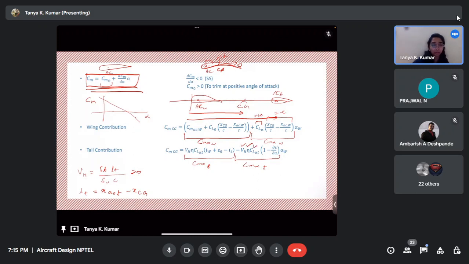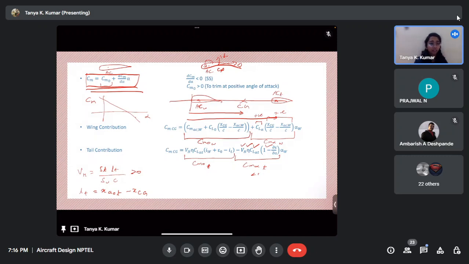What is this 1 minus dou epsilon by dou alpha? What is epsilon? Downwash, correct. So dou epsilon by dou alpha is generally a quantity that's less than 1. Not generally, it's always less than 1. So 1 minus that small quantity, again, will be positive. So this will also be positive. So this entire thing, Cm alpha tail, because of this negative sign, is negative. So the tail produces a stabilizing factor. It produces dCm upon d alpha negative, so this is less than 0. Correct? So all that you have to remember for static stability is that dCm upon d alpha is less than 0.